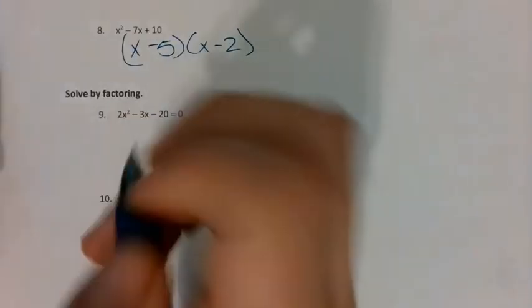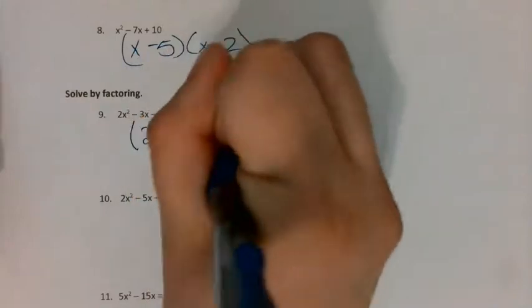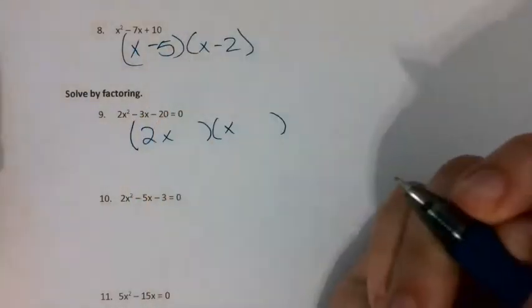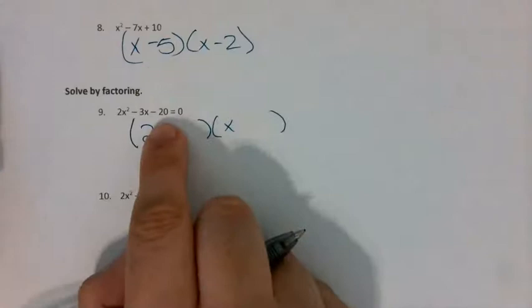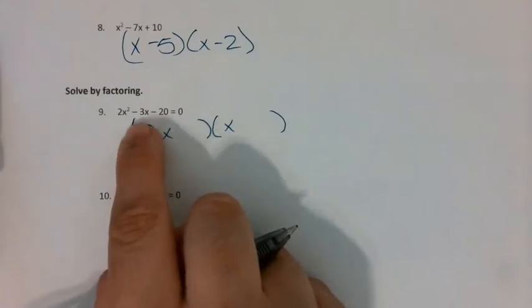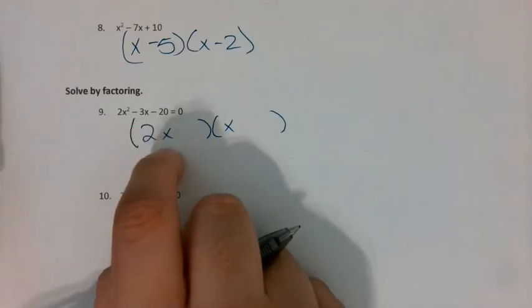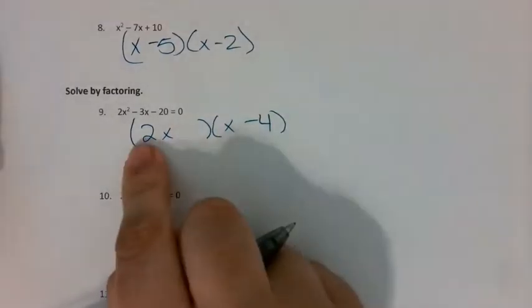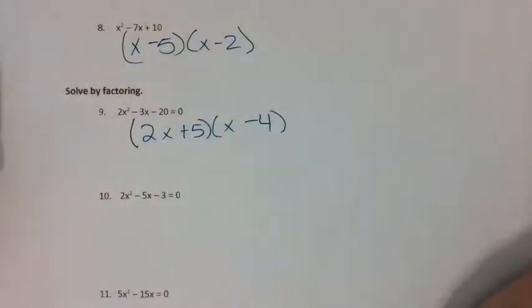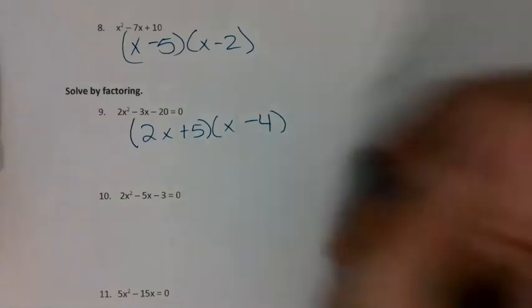Number 9 wants me to solve by factoring. I know I have to have a 2 in my first one and just a regular x. I'm looking for what multiplies to -20 and will give me -3. So my factors of -20 are 5 and 4. If I multiply -4 over here, I'd have -8. And if I have a +5 here, I have a +5. -8 plus 5 gives me -3.